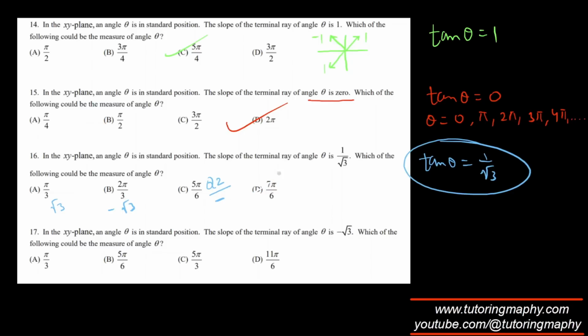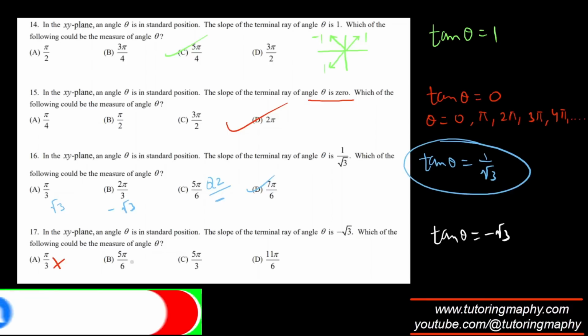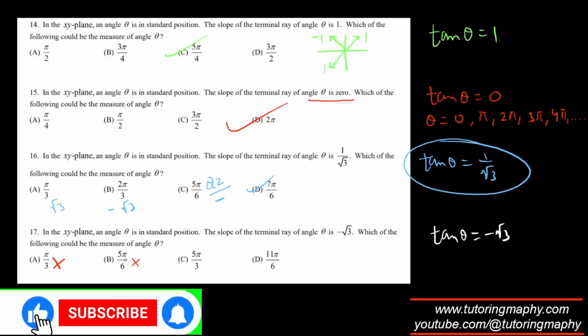And finally, the last question is tan of theta is negative root 3. So which one is theta? It cannot be pi over 3 because that is quadrant 1, and quadrant 1 is positive. It cannot be 5 pi over 6 because this is the 1 over root 3 type, minus 1 over root 3. That's not correct.